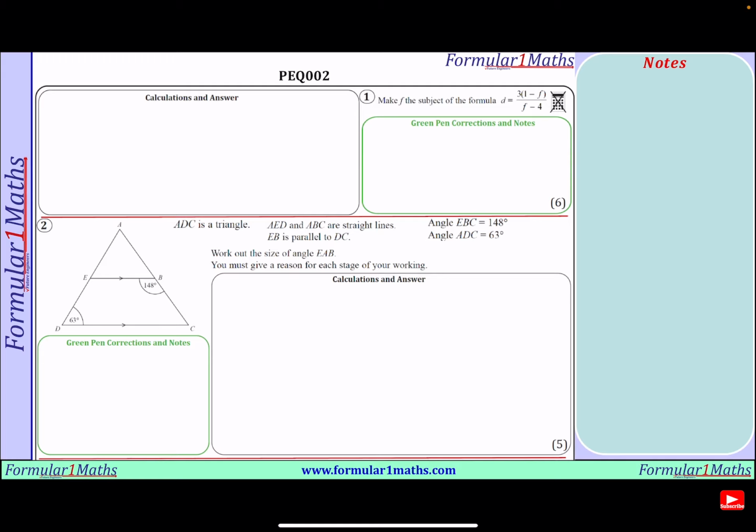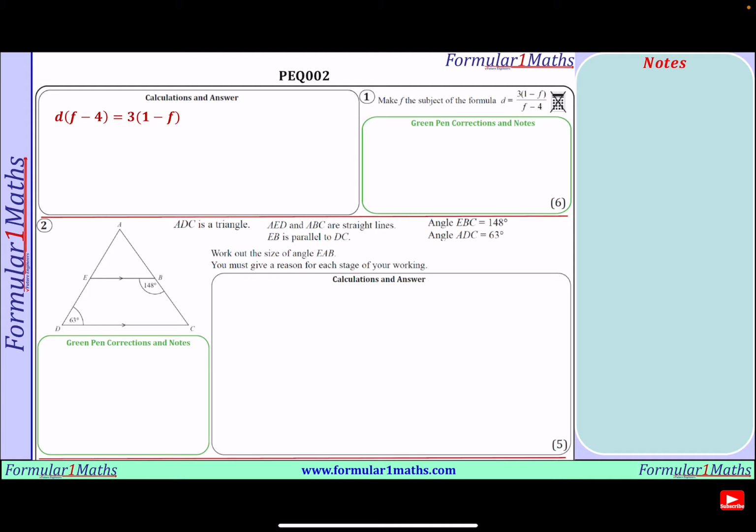Question 1. Make F the subject of the formula D equals 3 brackets 1 minus F over F minus 4. So the first step would be to move the denominator, F minus 4, to this side of the equation. Remember to put F minus 4 in brackets. So if you do that, you're going to get this.